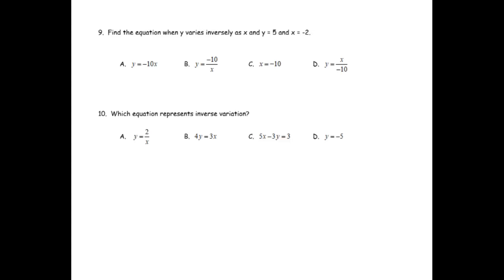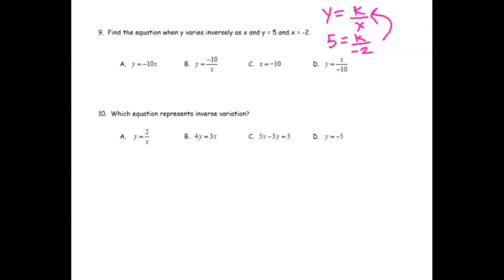Okay, so these should be easy enough for you. All right, number 9, find the equation when y varies inversely as x and y is equal to 5 and x is equal to negative 2. So inverse variation, you're going to use those values of y is 5 and x is negative 2. You're going to get your k, and once you solve for your k, you plug it back in here, and that will give you your answer.